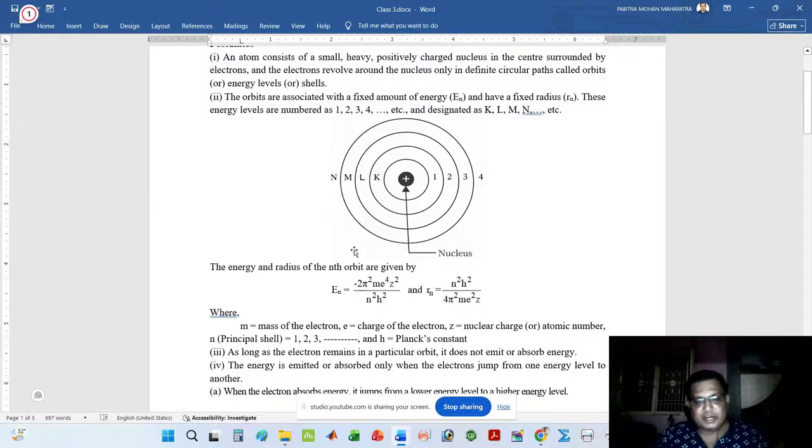In the second postulate, I have given a formula: En is equal to minus 2 pi square m e to the power 4 z square by n square h square. Next, Rn is equal to n square h square divided by 4 pi square m e square z.